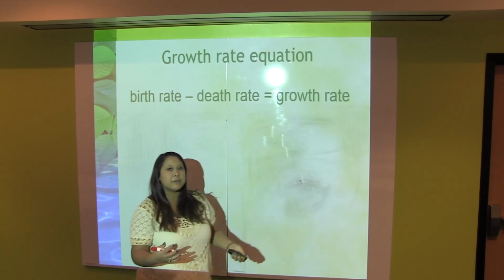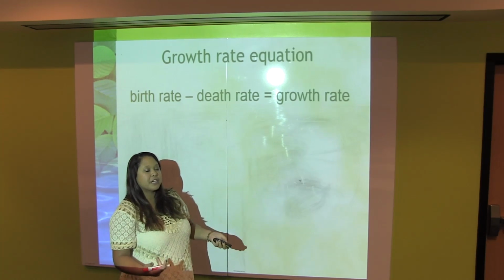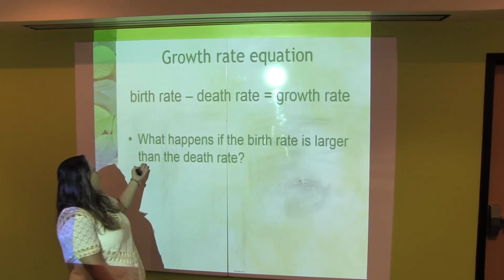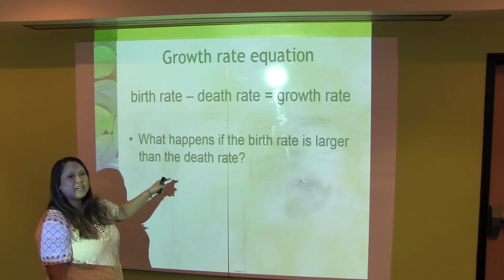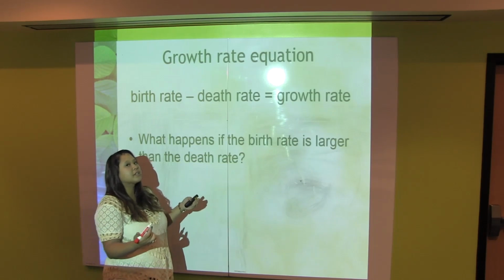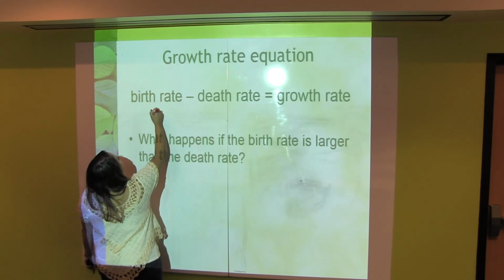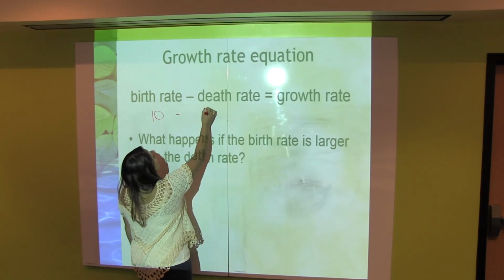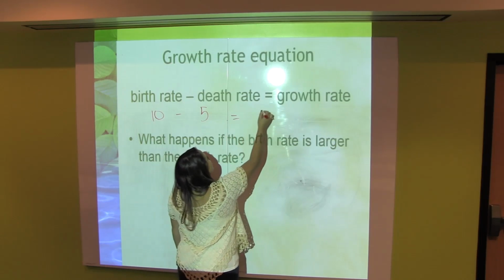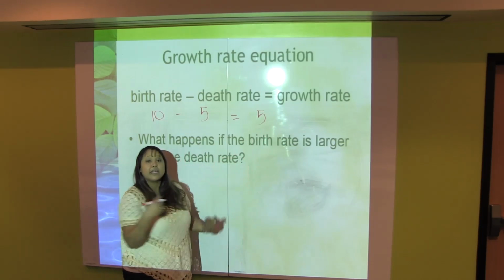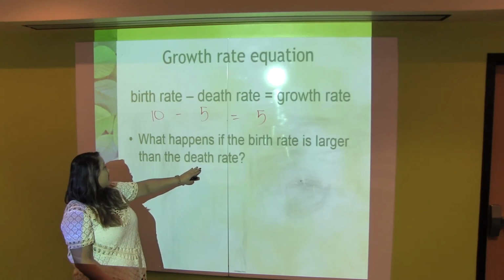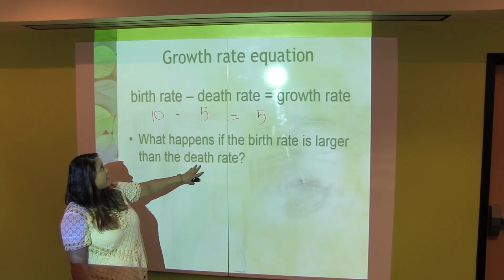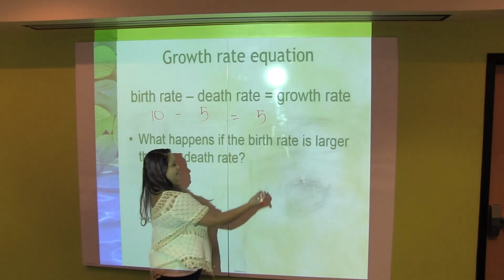Let me put this into perspective for you. If we're looking at a population of deer, for instance, what would happen if the birth rate is larger than the death rate within the population? Let's look at it as an example. If there's 10 births for the deer population, and then 5 deaths occur, you get a population growth rate of 5. It's a positive number. So in general, if the birth rate is larger than the death rate, the growth rate will increase.